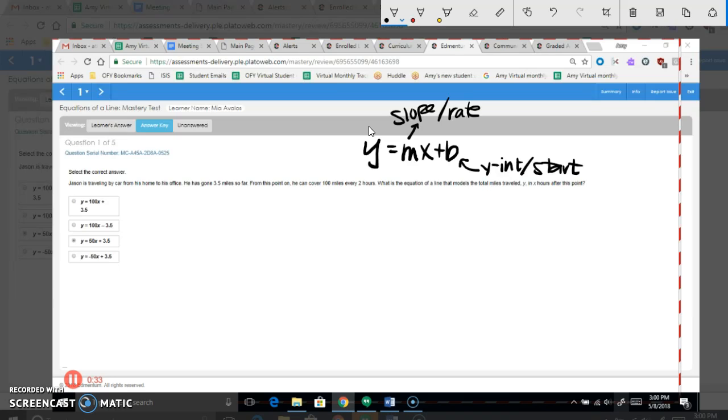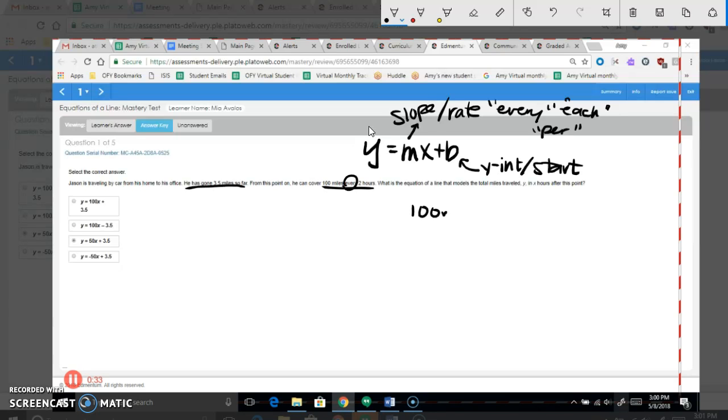So here, Jason is traveling by car from his home to his office. He has gone 3.5 miles, so that's important. From this point, he can cover 100 miles every 2 hours. What is the equation? So we're looking for things that talk about a rate. Now, a rate, oftentimes they use words like every or each, or they'll say per, like miles per hour. So if we look for that, that's something like this, every 2 hours.